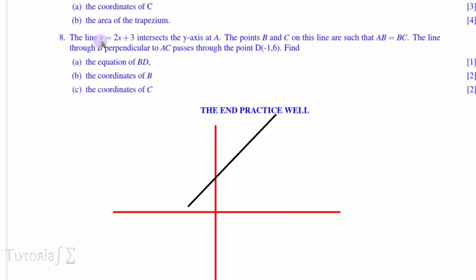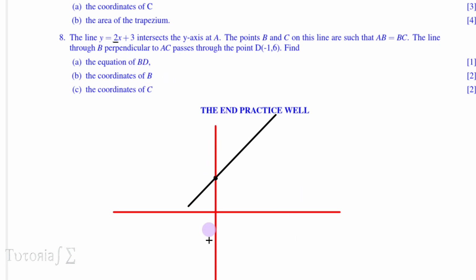The line y equals 2x plus 3 intersects the y-axis at a point A. So this is the point A here. So why have I noted that as a point A? And how have I known that this will be slanting this way instead of slanting the other way? Well, first of all, if the gradient is positive, then this will be a positive line. It will be slanting this way. If the gradient is negative, then most likely the line will slant that way.